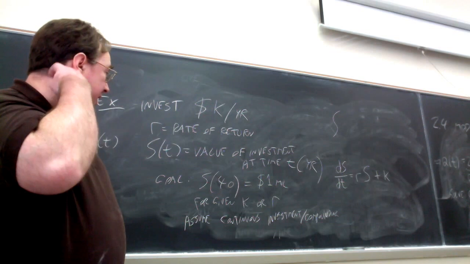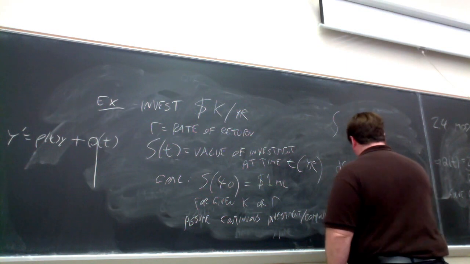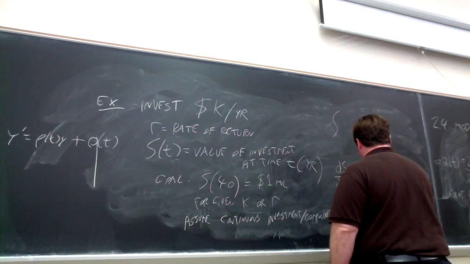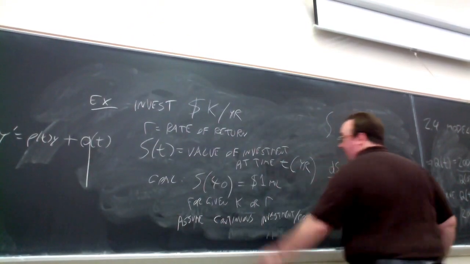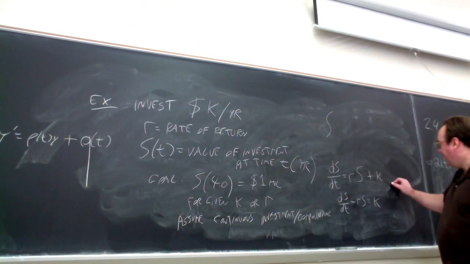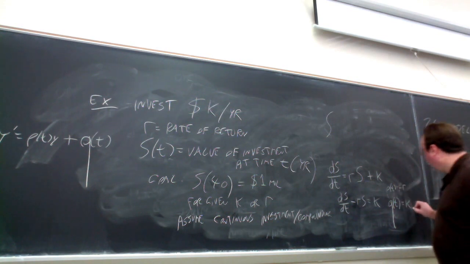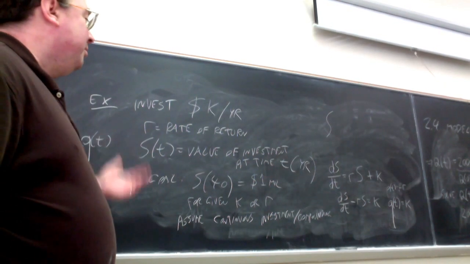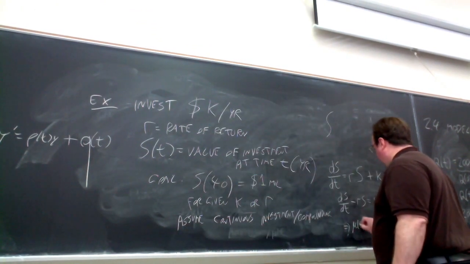But if we treat this, instead of treating it more like a separable equation, if I rewrite it like that, now this is in that form over there. So we have P of T is equal to minus R, and Q of T is equal to K. I'm trying to be consistent. So now what you can do is, what is your integrating factor for this problem?